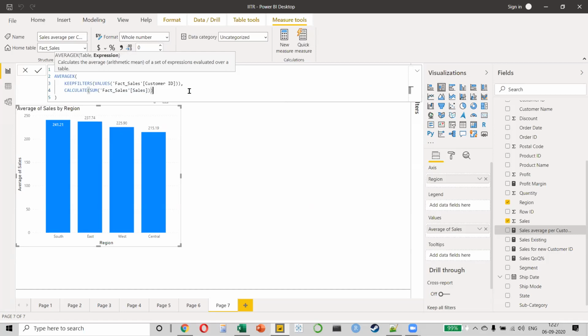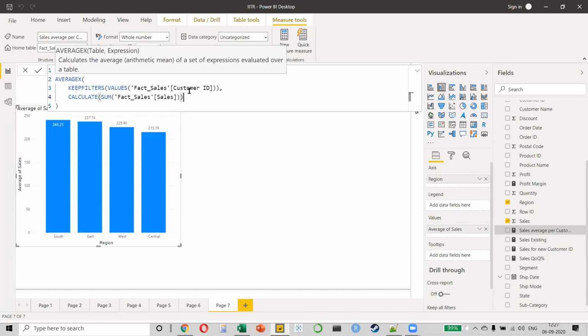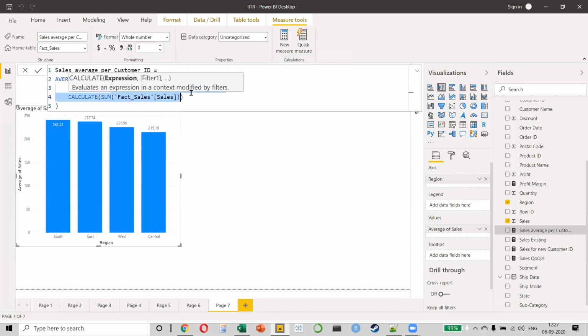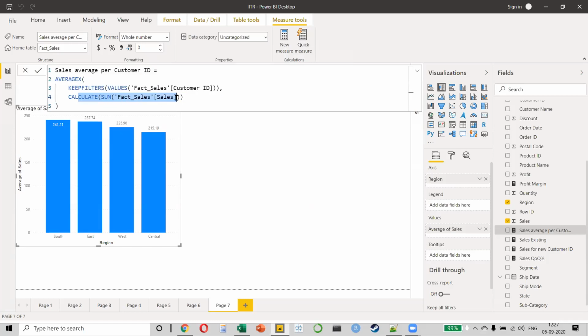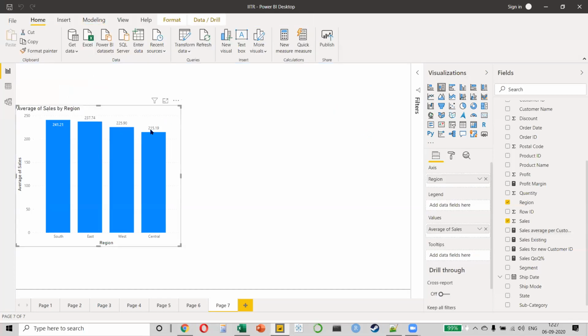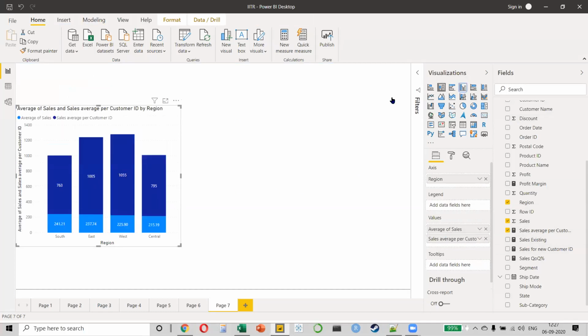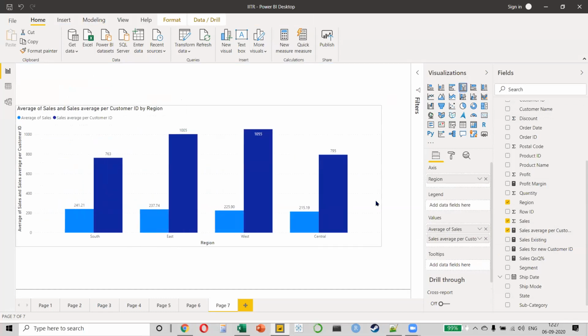So basically, how do I interpret this in proper English? I would say that first I created a list of all my customer IDs, which is this. And then for every single customer ID, I found the sum of sales amount, which is what we wanted. And after finding this, then I did the average of those numbers, right? And now when I put this inside the same column chart, in values, now we get this, right?